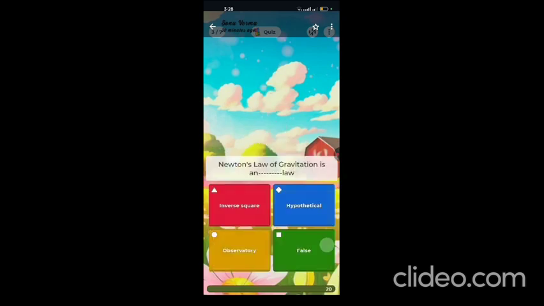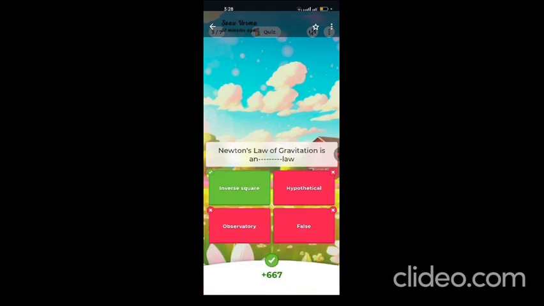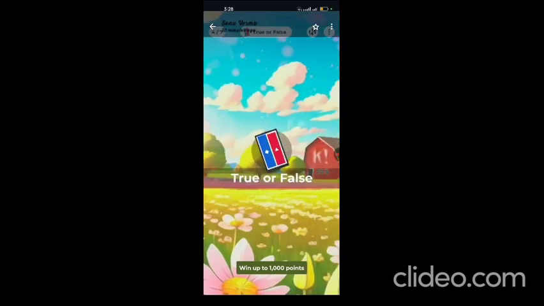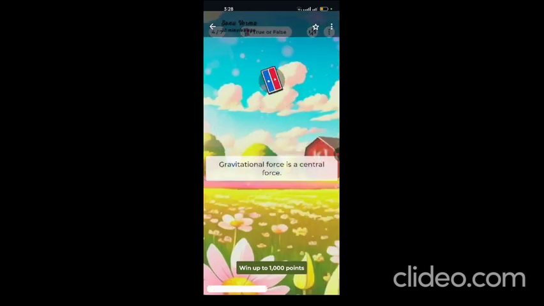Newton's law of gravitation is a dash law. The options are inverse square law, hypothetical law, observatory law, or false law. So tell me. Yes, it is an inverse square law. Now let's move further. The fourth question is, gravitational force is a central force? Yes, you are right. It is a central force, so this is true.